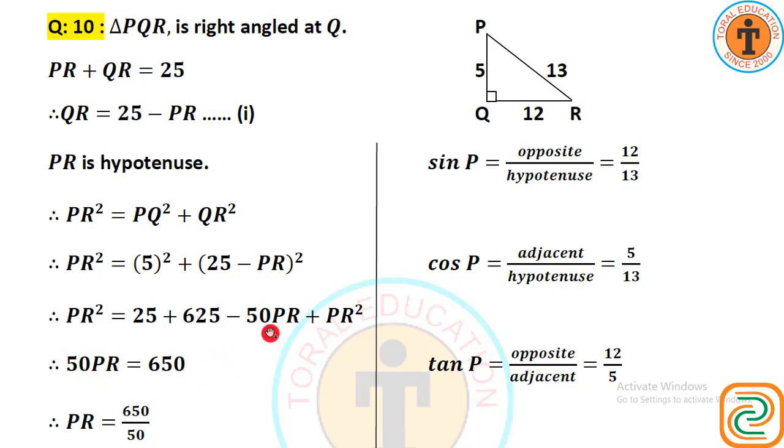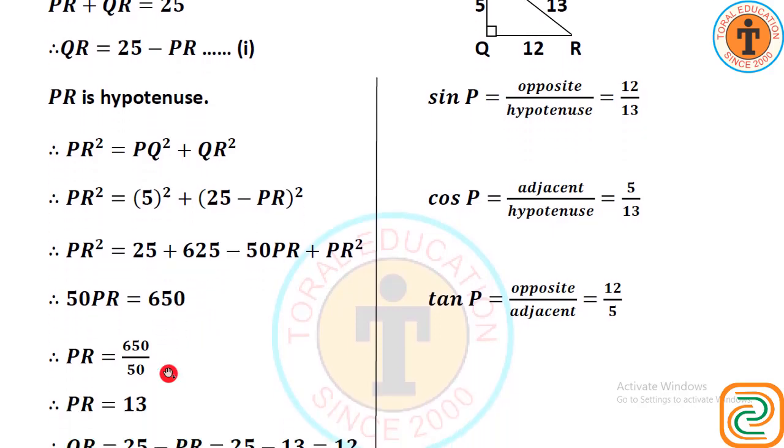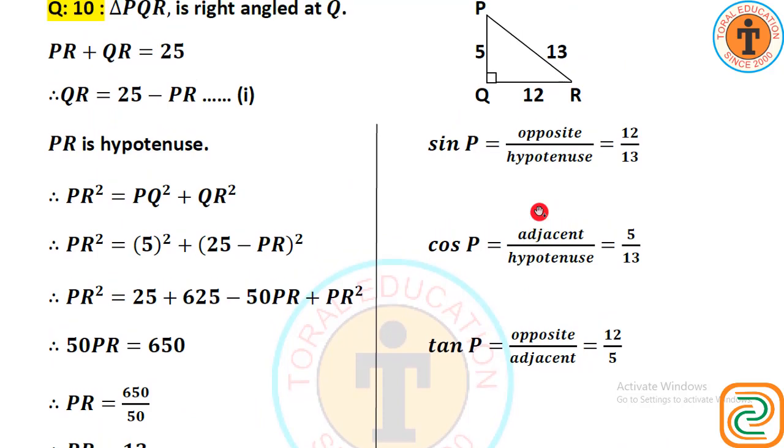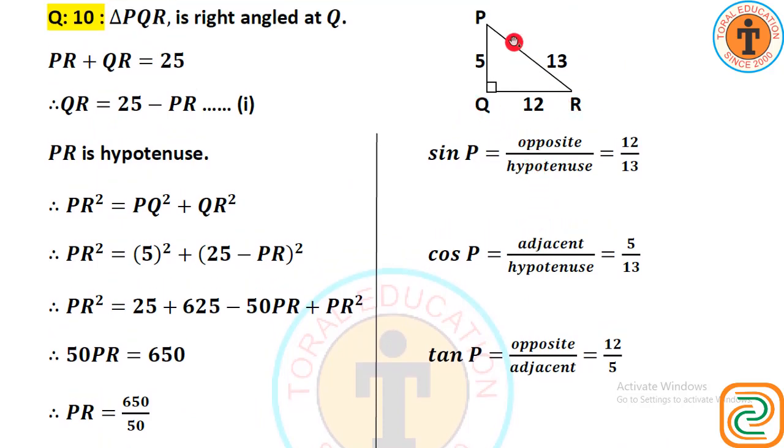Therefore, we have 50 PR. If we take PR here, then 625 plus 25 is 650. Then we get PR equals 650 upon 50. Then PR equals 13. Zero zero cut, and 13 fives are 65. PR we have got, so we get QR: that is 25 minus PR, 25 minus 13, 12. We have now all the sides: QR 12, PR 13 and PQ 5.